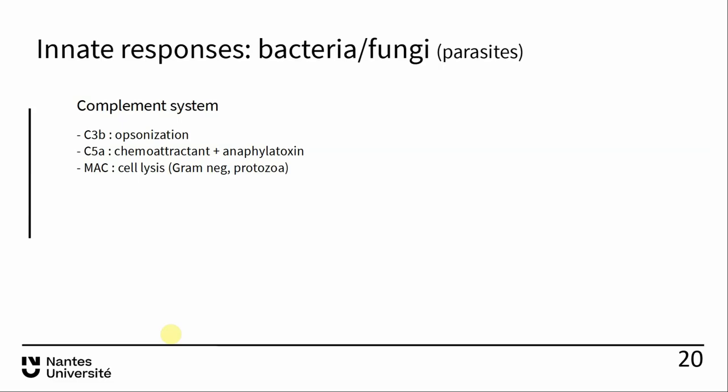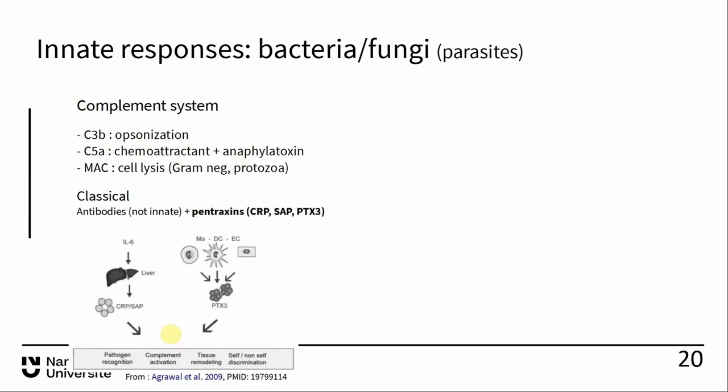What's very important is complement system, which, as I'm sure you all know, after complement is activated, the three main effectors are going to be C3b, which will be deposited on the surface of the pathogen and lead to opsonization, that is, makes it easier to phagocytose. C5a is soluble. It's going to be a chemoattractant for other cells, and it's got pro-inflammatory activity. And you have the formation of the membrane attack complex, which will lead to cell lysis, particularly of gram-negative bacteria and protozoa.